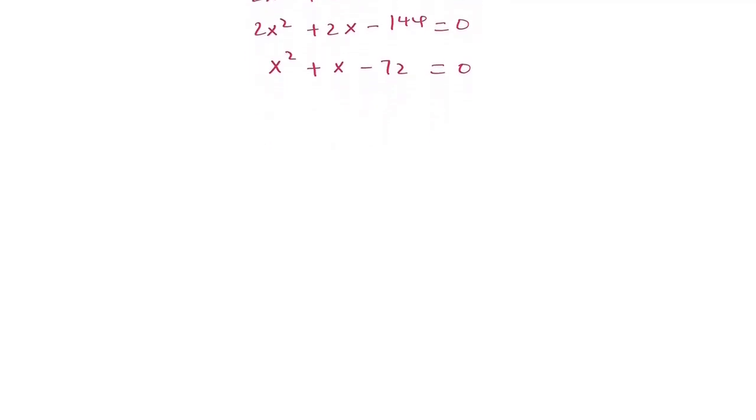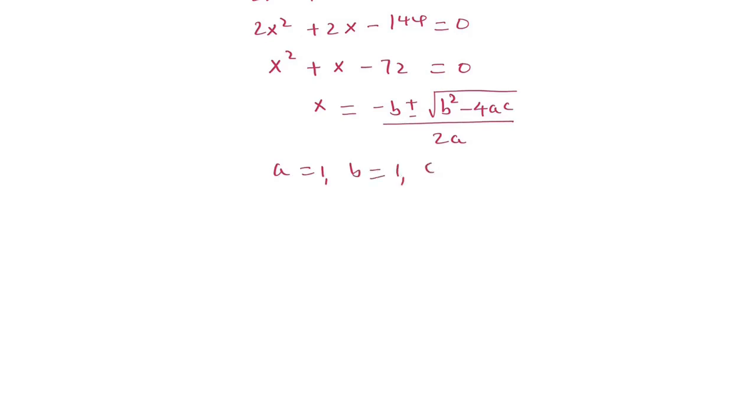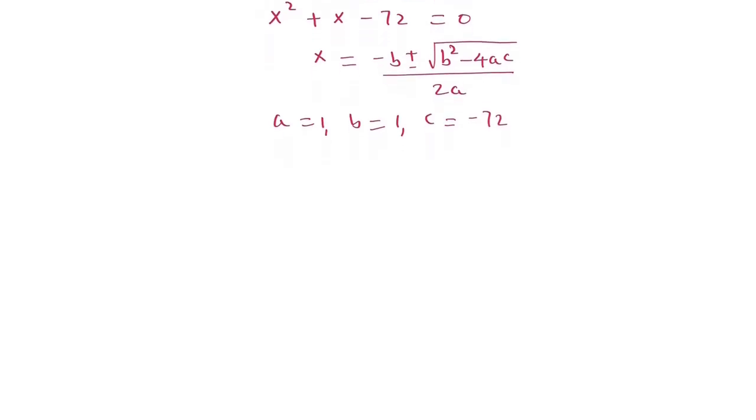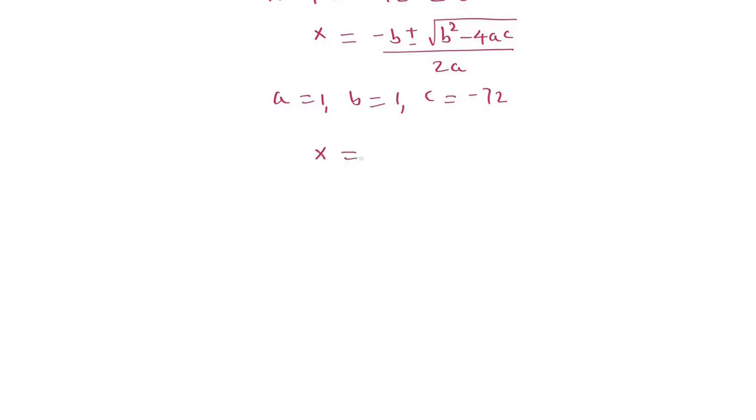Okay, so now we can solve the quadratic equation using the general formula, which says x equals minus b plus or minus the square root of b squared minus 4ac, over 2a. Okay, so from our equation, a is 1, b is 1, and c is negative 72. Let us now substitute these values. Our equation is going to be x equals negative 1 plus or minus the square root of 1 squared minus 4 times 1 times negative 72, over 2 times 1. Solving this, we are having x equals negative 1 plus or minus 17 over 2.